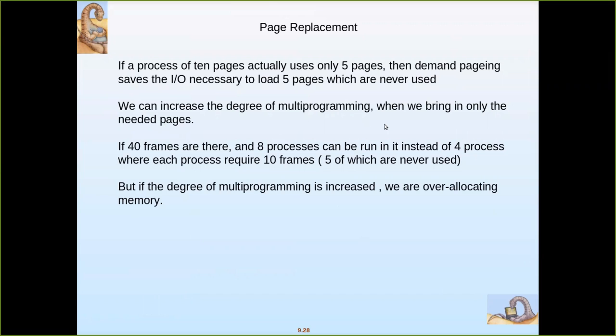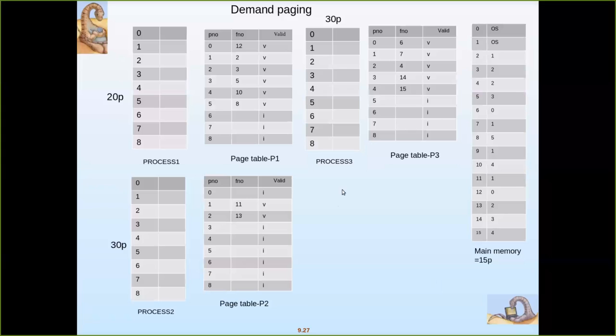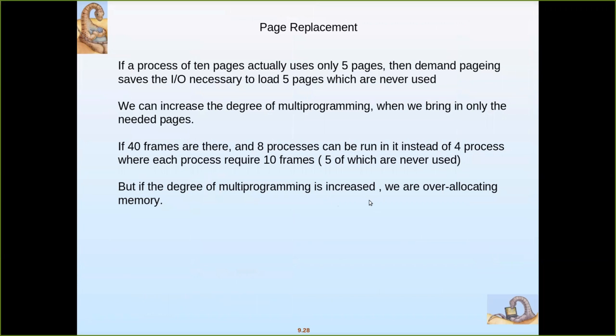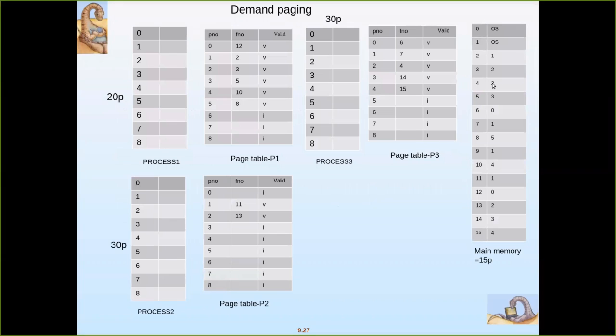We can increase the degree of multiprogramming, because we bring in only the needed pages. So here we can keep increasing the number of processes, for each frame we can put one page of a different process. Let us consider 15 pages, of which 13 frames are available. In each frame you can execute one page of one user, which means 13 different user processes can run at a time, each occupying one frame. So you can increase the degree of multiprogramming, but this results in one thing.